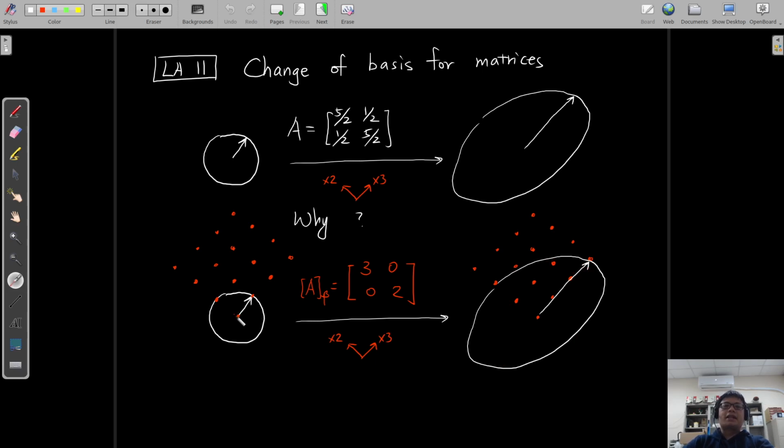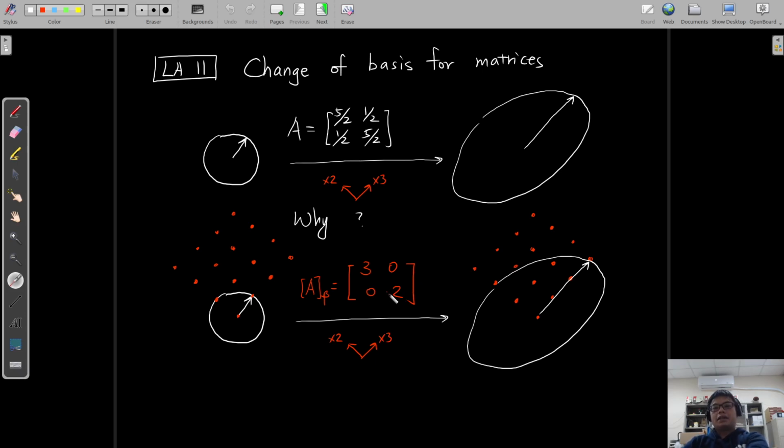This action is sending 1 copy of u1 to 3 copies of u1 and sending 1 copy of u2 to 2 copies of u2. So if you observe the whole action and write down the corresponding matrix representation, basically it looks like this, right? (1, 0) becomes (3, 0), and (0, 1) becomes (0, 2).